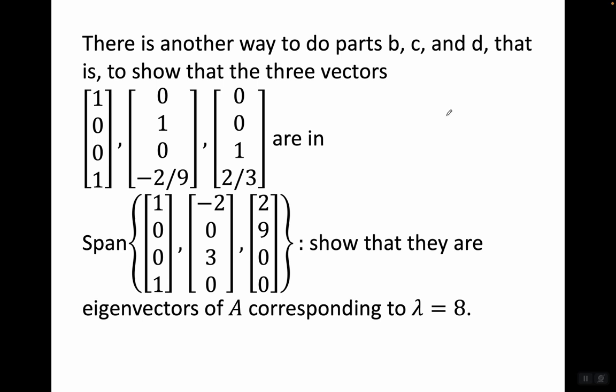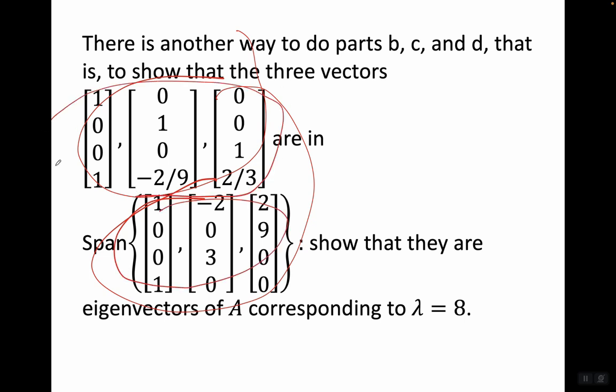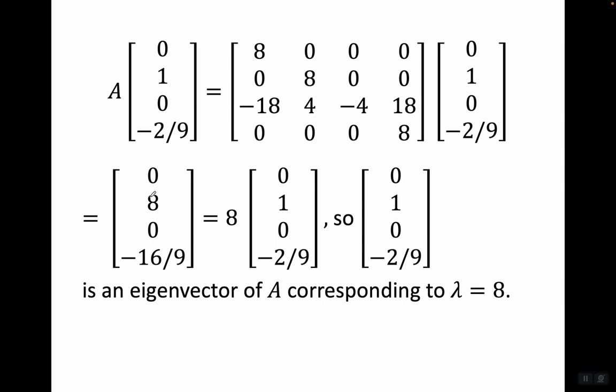Now, there is another way to do parts B, C, and D. That is to show that these three vectors are in the span here. You just show that they are eigenvectors of A corresponding to lambda equals 8. Because again, we knew that these were eigenvectors of A corresponding to lambda equals 8. To show that these are also eigenvectors of A corresponding to lambda equals 8, that's ultimately what we want to do. So let's go ahead and show that those three new vectors are also eigenvectors for A.